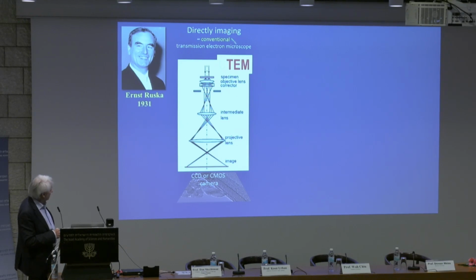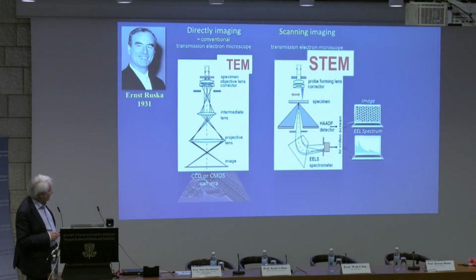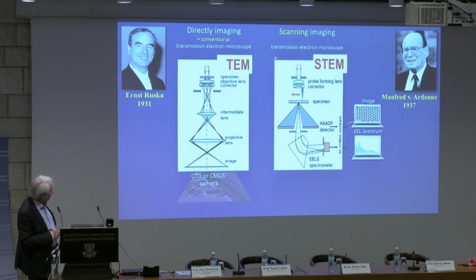With TEM, we mean the conventional transmission electron microscope: incoming beam, lens system, intermediate lenses, and down here we have the image plane, and there the image is recorded by a CCD or a CMOS camera. This was invented in 1931 by Ernst Ruska. With STEM, we mean the scanning transmission electron microscope, which was invented by Manfred von Ardenne only a few kilometers away from Ernst Ruska at that time, in 1937.